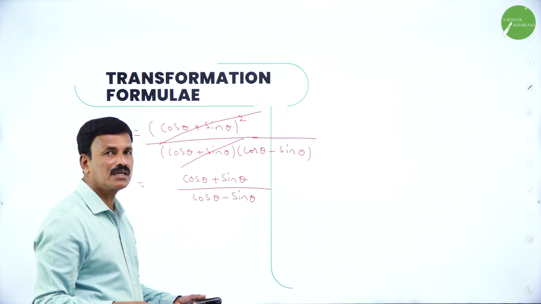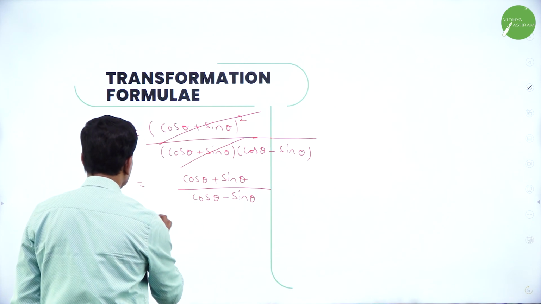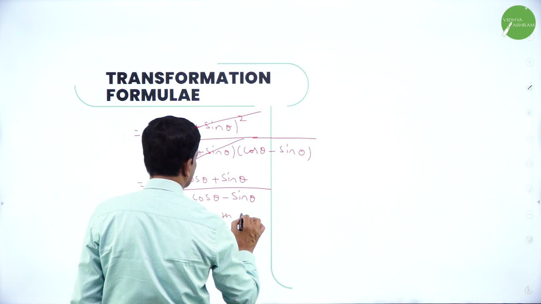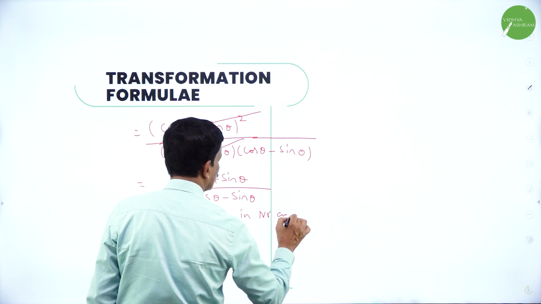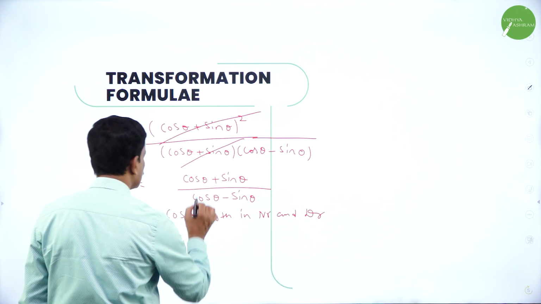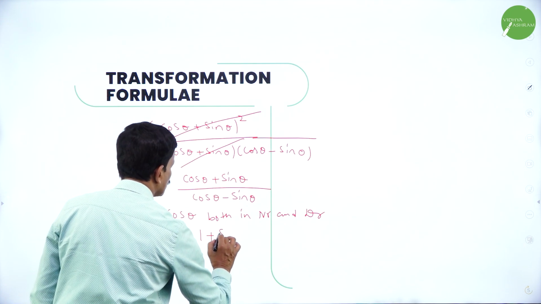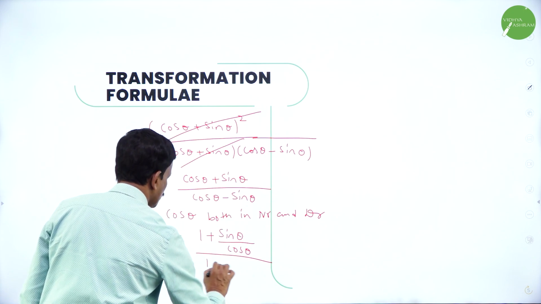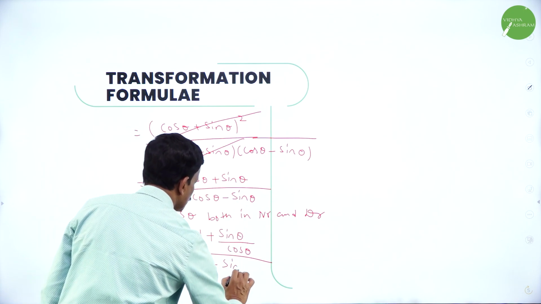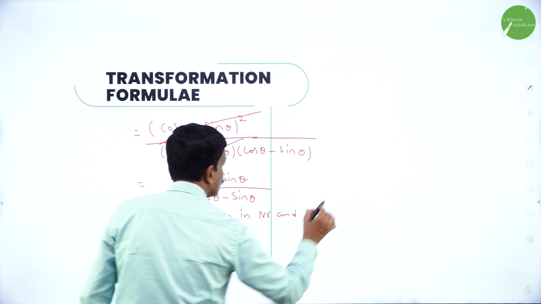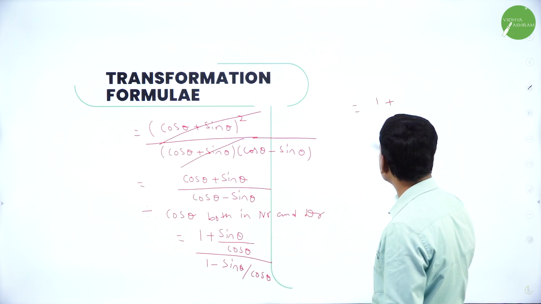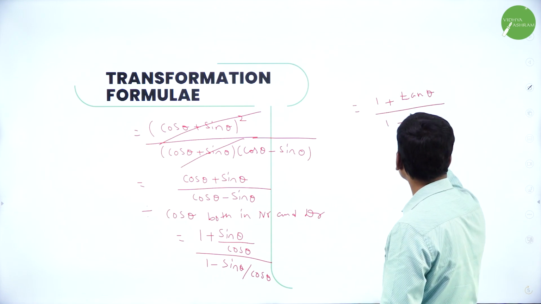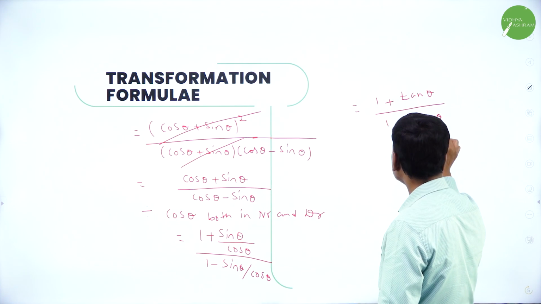In the examination, if they ask prove that, then divide both numerator and denominator by cos theta, term by term division. Cos theta by cos theta is 1, then this is sin theta by cos theta, divided by cos theta by cos theta is 1, again sin theta divided by cos theta. This is equal to 1 plus, what is sin theta by cos theta? Tan theta, divided by 1 minus tan theta. This is the required answer.